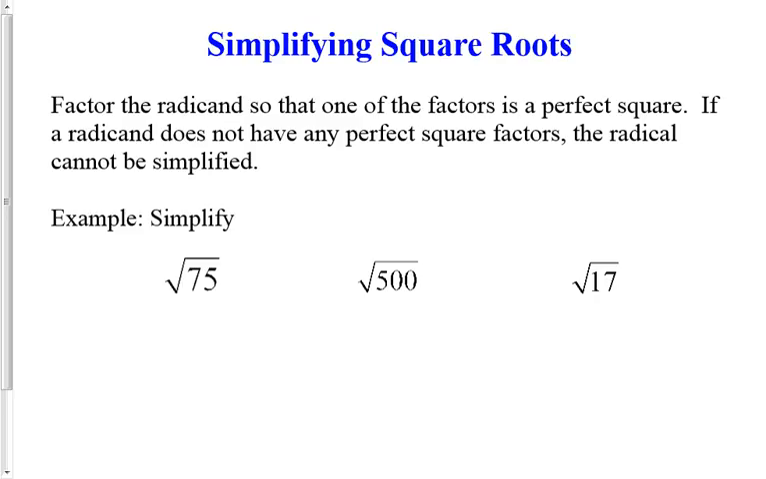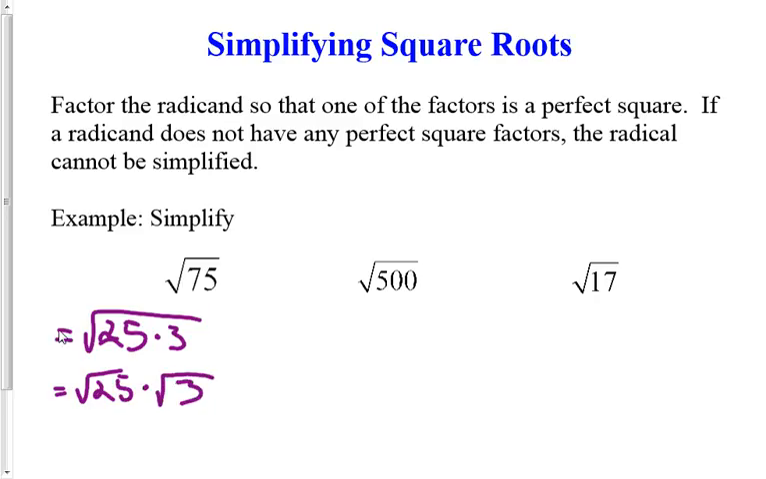Square root of 75 also equals the square root of 25 multiplied by 3. So the square root of 25 multiplied by the square root of 3 can be simplified to 5 times the square root of 3.